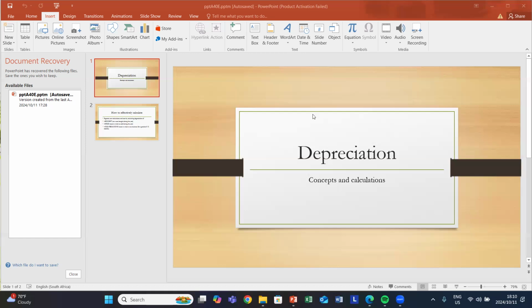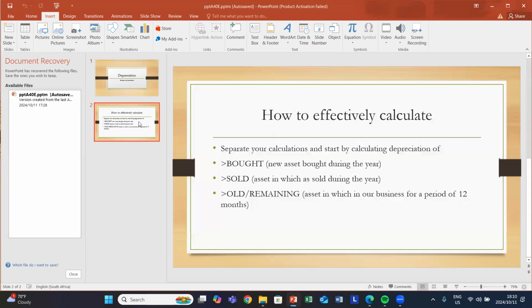So let's look at our second slide. How do you actually calculate your depreciation effectively? The easiest method which I could motivate you guys to use is this one. For you to be able to calculate the depreciation, separate your items, separate your calculations.